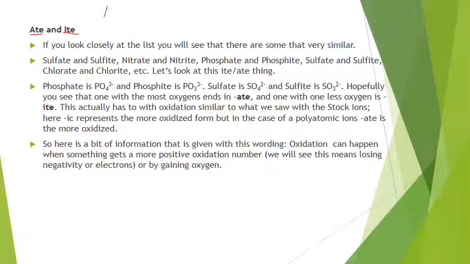So what we're going to go over now is, so far we've seen things called like nitrate. If you look at the previous table, you'll see that there's something called nitrite. They're kind of alike but different. You'll see sulfate and sulfite, nitrate, phosphate, and so forth. Let's look at this ate and ite thing.